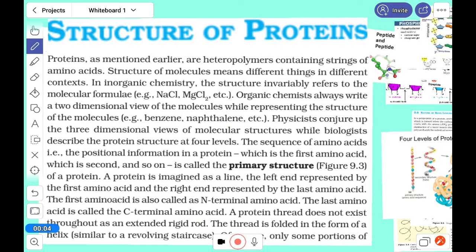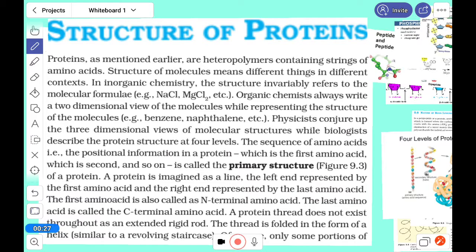Welcome to Bio class. Today we will discuss structure of protein, the bond linking monomers in a polymer, and the concept of metabolism. Okay, the first topic here, structure of protein.